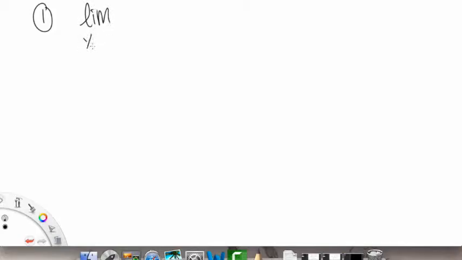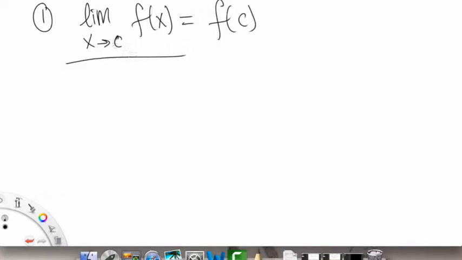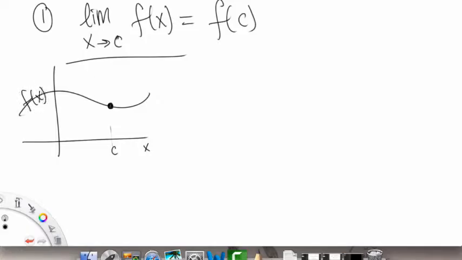So the limit as x approaches c of f of x has to equal f at point c, at our x value of c. Let's say we know that the limit exists. So let's say we have some graph that looks like this. Here's point c, the x value of c, here's our x, and this is our f of x, and this is our y. The limit obviously exists, and f of c, the function evaluated at point c, equals that limit.